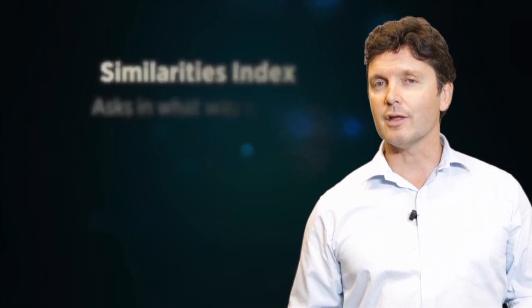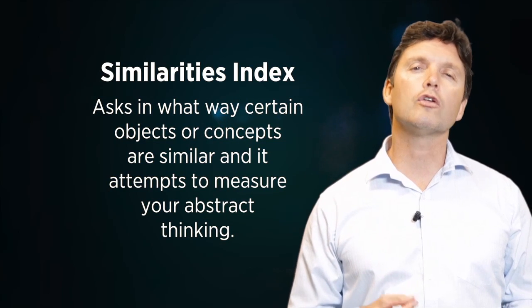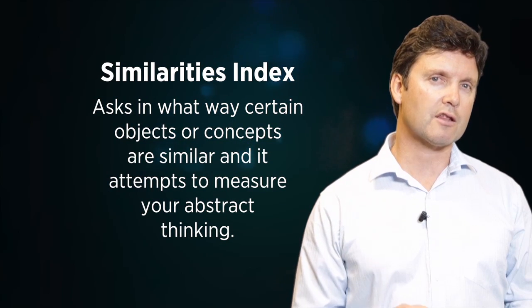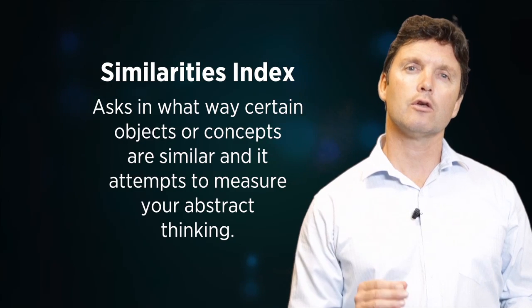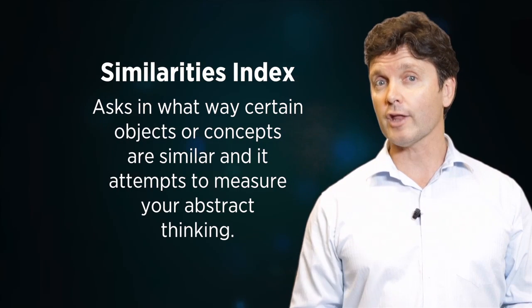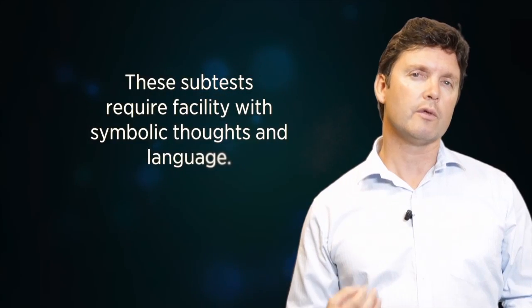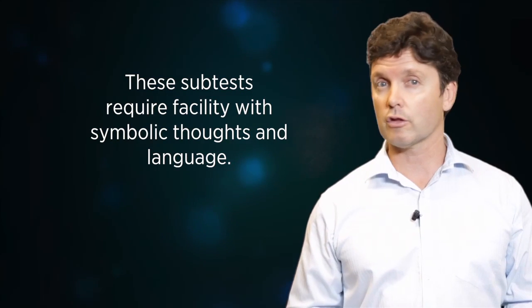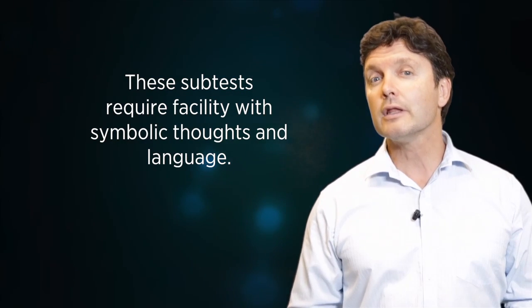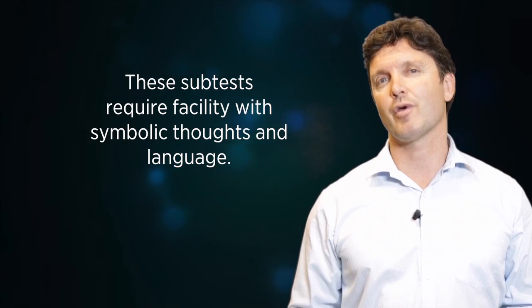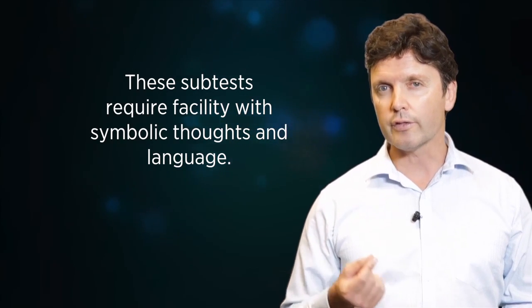The similarities subtest asks in what way certain objects or concepts are similar, and it attempts to measure your abstract thinking. For example, you may be asked, in what way are an apple and a pear alike? So you can see that these 3 subtests require facility with symbolic thought and language, such as knowledge of general information and the ability to comprehend and verbally express vocabulary and to deal with abstract rules and expressions.